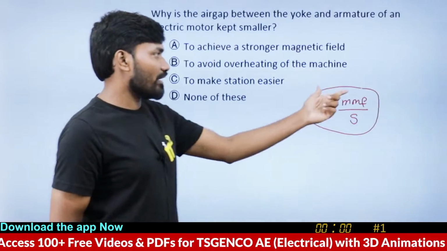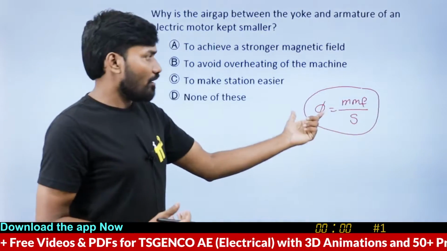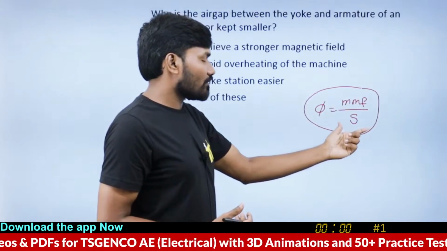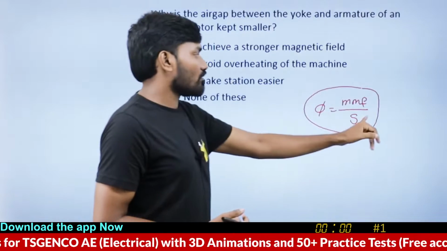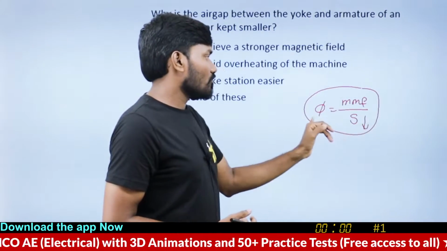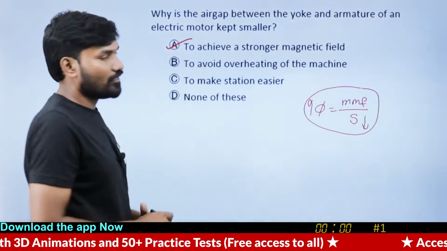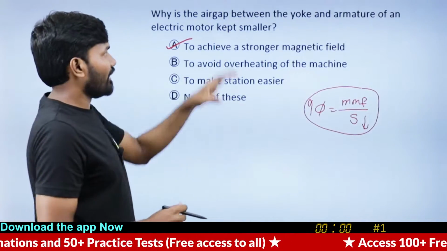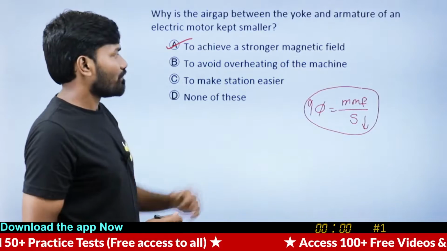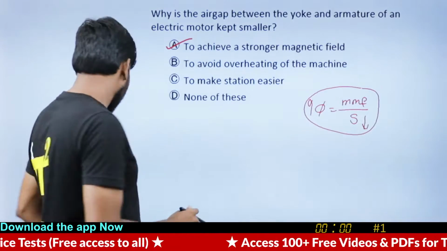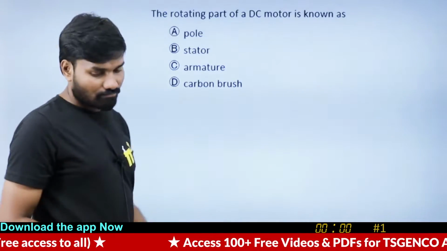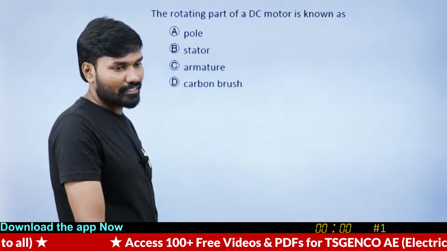EMF by resistance we'll call it as electrical Ohm's law, and magnetic Ohm's law is MMF by reluctance. If air gap is less, reluctance is less, so flux is high. So stronger magnetic field if the air gap is less. So the answer is A. Absolutely right. So next one. Here you go.